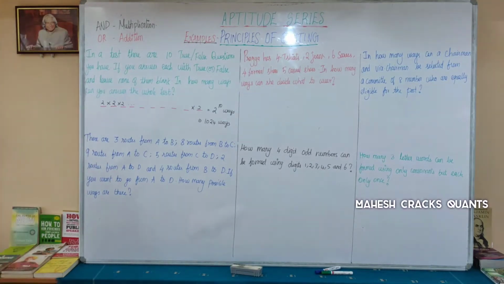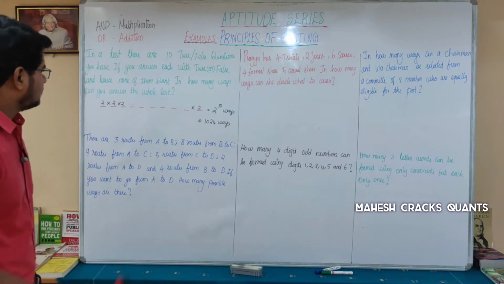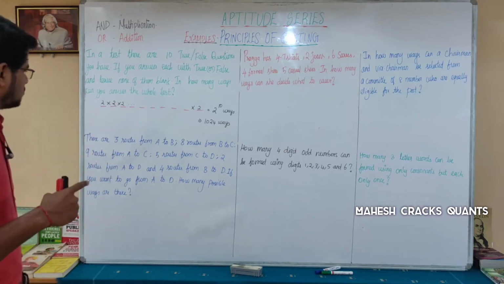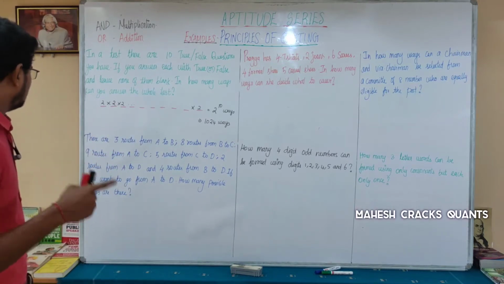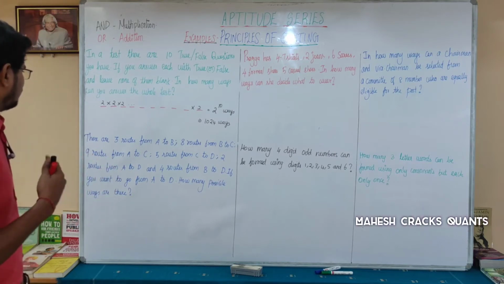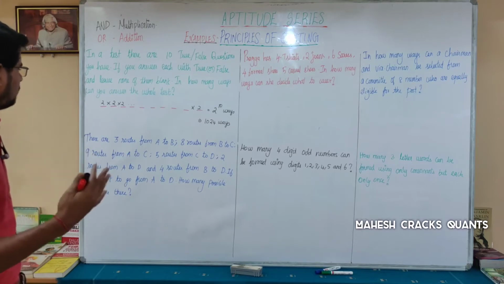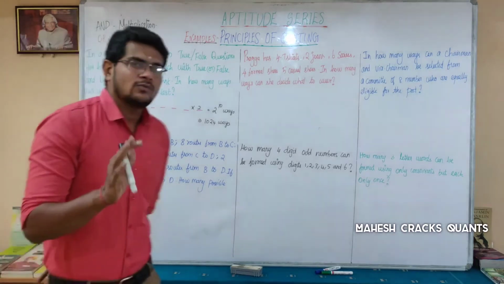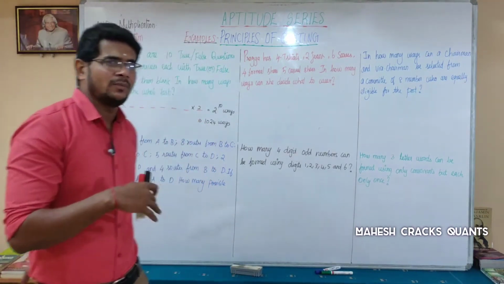There are 3 routes from A to B, 8 routes from B to C, 9 routes from A to C, 5 routes from C to D, 2 routes from A to D, and 4 routes from B to D. If you want to go from A to D, how many possible ways are there? So, first of all, you have to write it down.